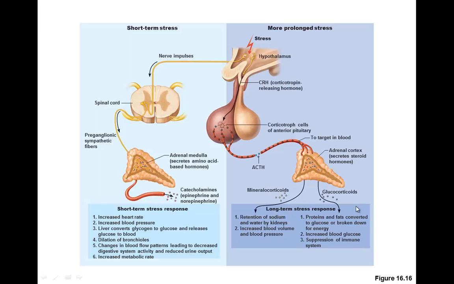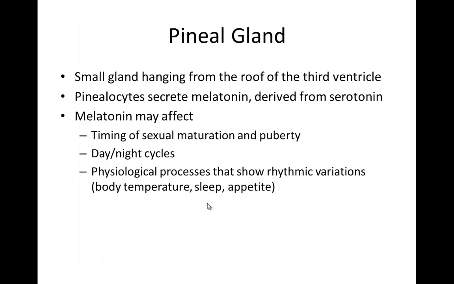We have growth hormone, right? We have cortisol, or the glucocorticoids, and now we have epinephrine and norepinephrine, all increasing blood glucose. The pineal gland, you probably remember, is part of the epithalamus, which is part of the diencephalon. And it's a small gland. It hangs from the roof of the third ventricle, and it produces melatonin, which is derived from serotonin.